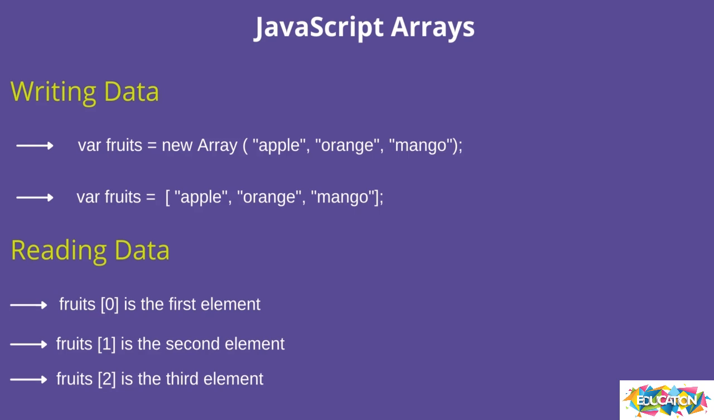Once you have defined the array, if you want to retrieve the elements separately, what you can do is write fruits, the name of the array, and then in the square brackets you can pass the index. As I said earlier, the index will start with 0. So when you say fruits[0], it will give you apple, fruits[1] will give you orange, and fruits[2] will give you mango. So let's see practically now how we can start implementing the concept of arrays.